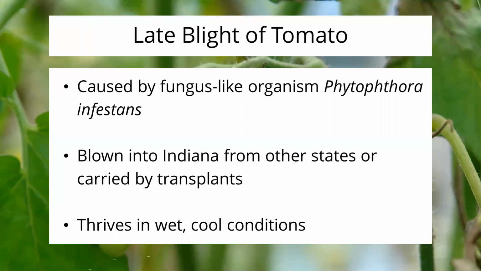Now, this is one of those fungus-like diseases caused by an organism we usually call Phytophthora. Its scientific name is Phytophthora infestans. This disease thrives in cool, wet conditions. So if you've had a year with a lot of rain and your tomatoes got utterly ruined, you probably were dealing with late blight. And unfortunately, we get it every year. It's extremely common to have this disease occur, even though it is not native to our environment.